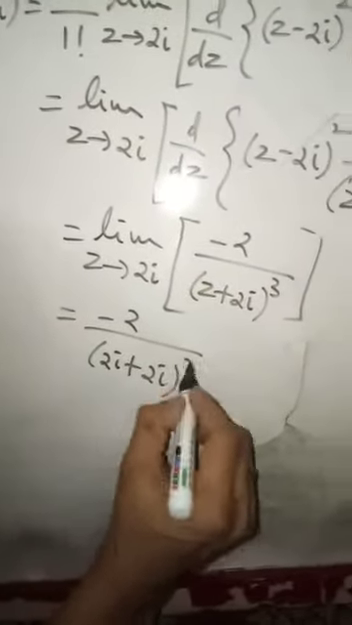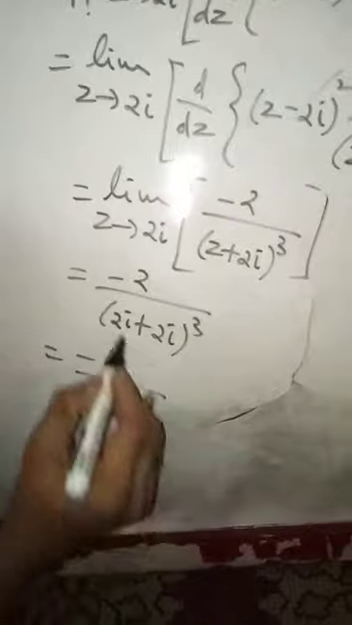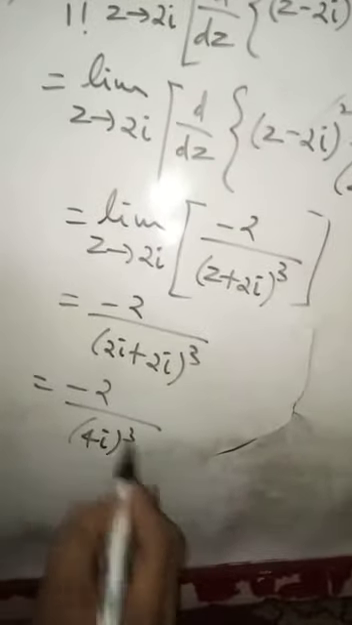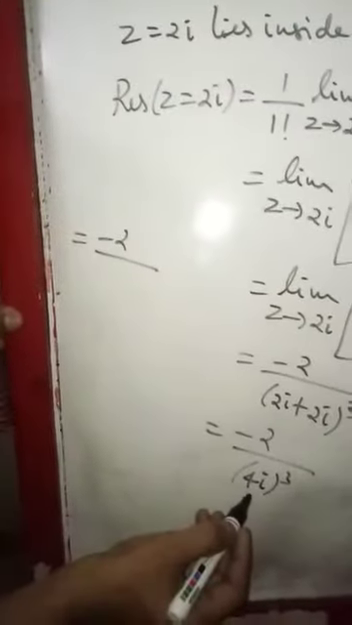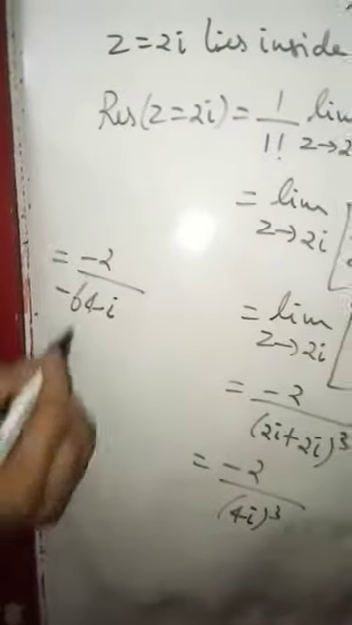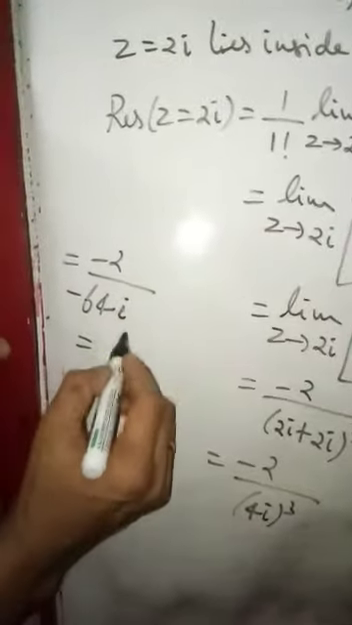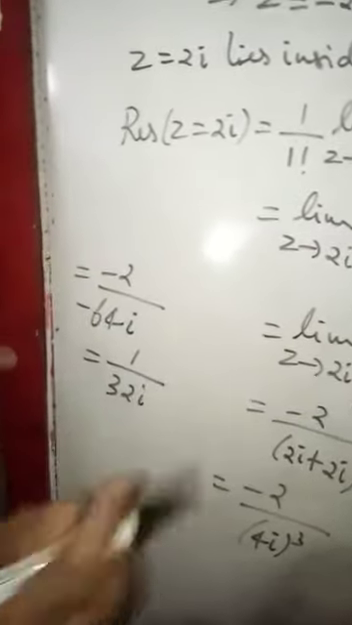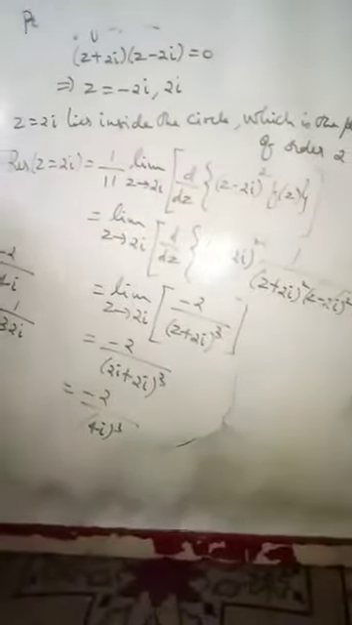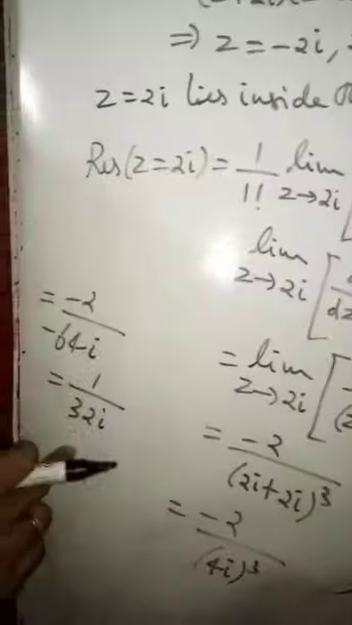2i plus 2i whole cube, that is 4i whole cube. 4 cube is 64. i cube is minus i. Minus minus gets cancelled. 1 and 2 get cancelled. So 1 by 32i. So we have found out the residue value.